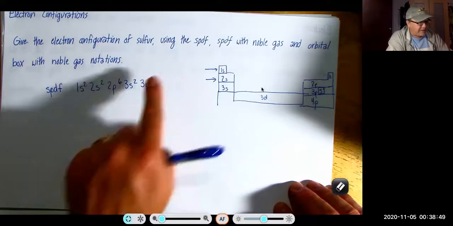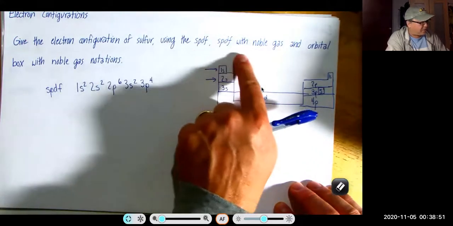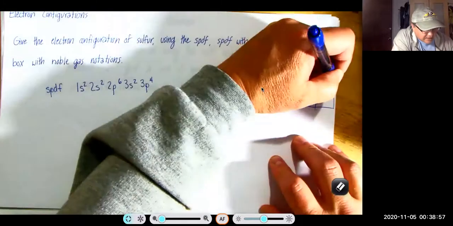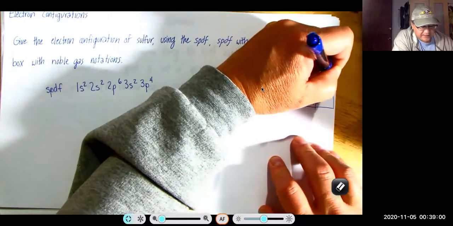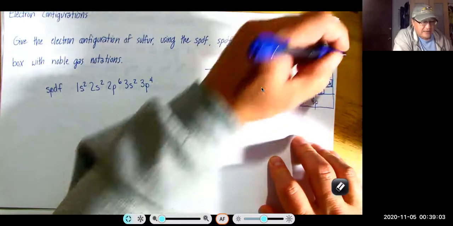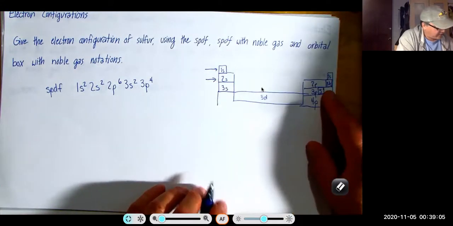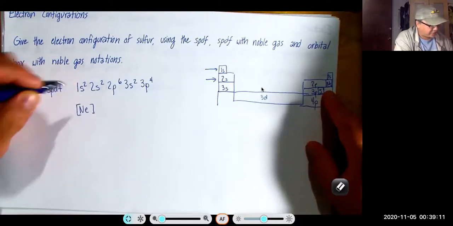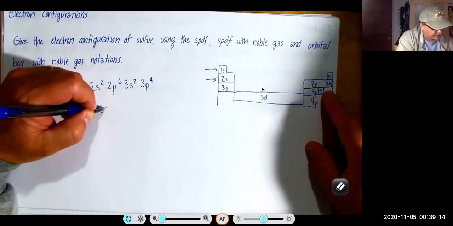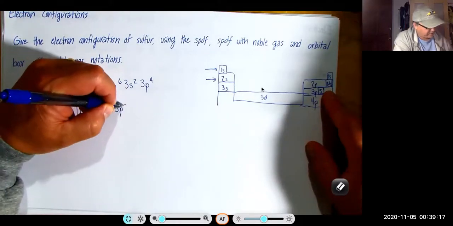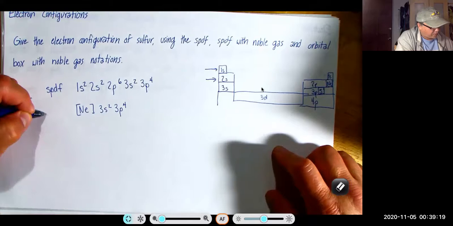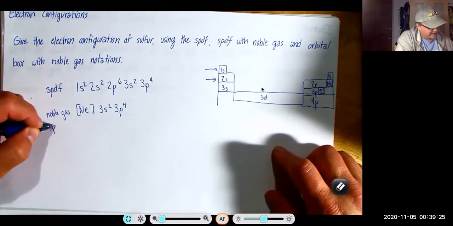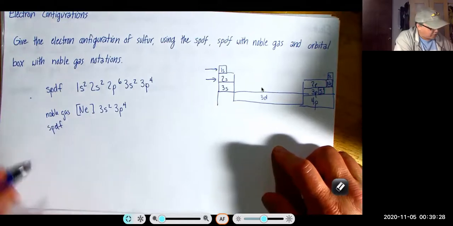So what would the SPDF with noble gas look like? Well, here, if we take a look, this is helium, so this is neon. Neon has 10 electrons in it, right? So I could write neon, and here are the first 10 electrons, and I could write 3s2, 3p4. So there's the noble gas SPDF notation.